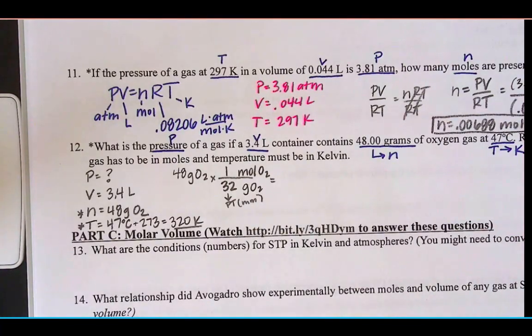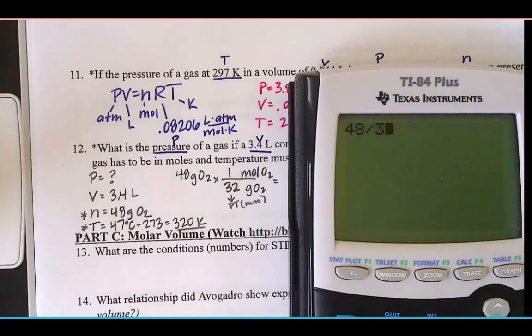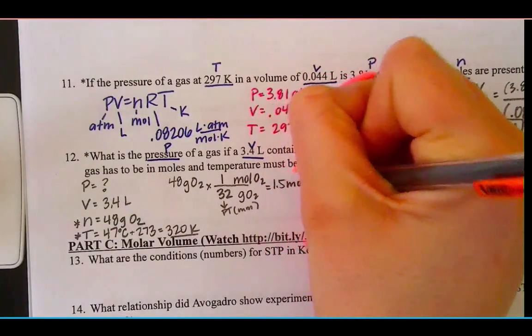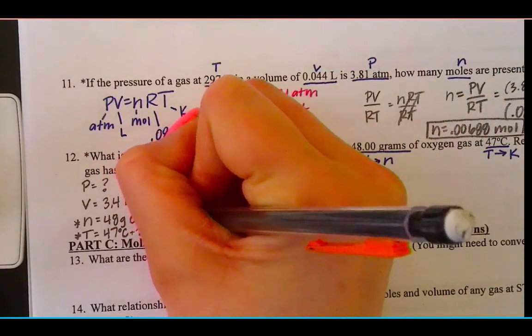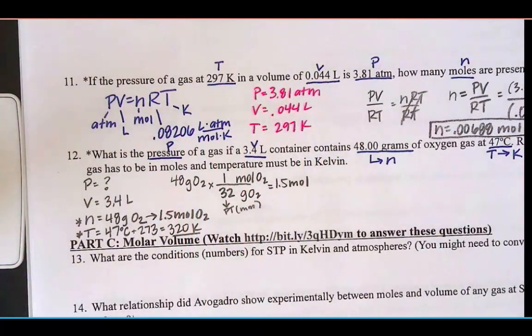So again, you're looking at this, you're saying, why do I have to convert? To plug into the ideal gas law, the amount of gas must always be in moles. N is moles. So 48 divided by 32, because it's 48 times 1, divide by what's on the bottom, 1.5 moles. So now here, I'm going to put an arrow, 1.5 moles of O2.